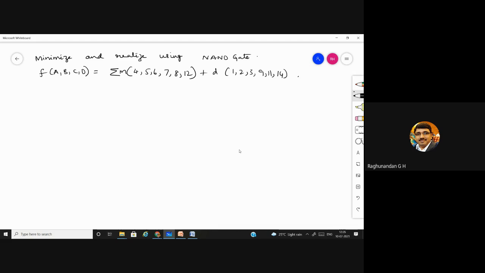So now we need to draw the K-map to simplify the given problem, and we need to arrive at an expression. Then we need to apply the NAND gate realization procedure. Again, take the table. Since you have 4 variables, we'll have 16 different combinations of the input. A, B, C, D.